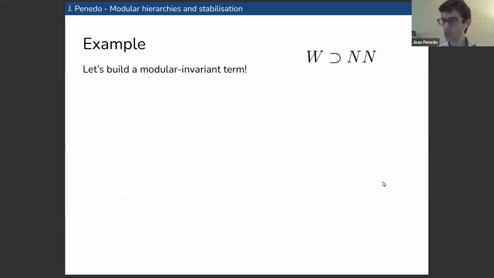All right, so how do we build a modular-invariant term? Let's say we want to have right-handed neutrinos in your theory, and we want a Majorana term for them. So in their superpotential, there will be a term which is basically N squared, where N is the superfield associated to these right-handed neutrinos. Now we choose a group and we choose a representation for the N field.